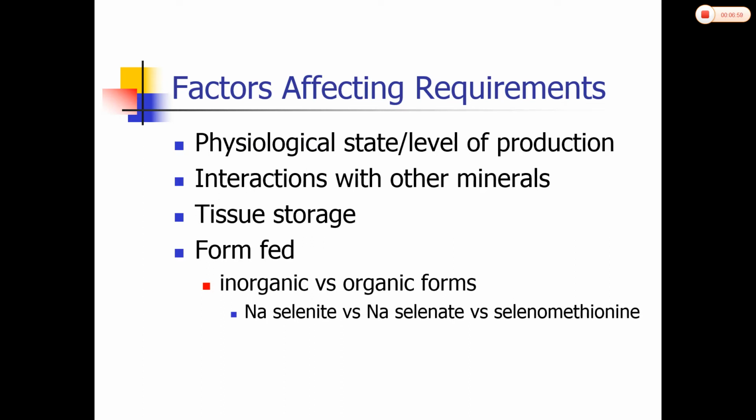For example, selenium may be present with sodium. It may be present as sodium selenite or sodium selenate or selenomethionine. So these are various forms which can be present in the body which may alter its availability.